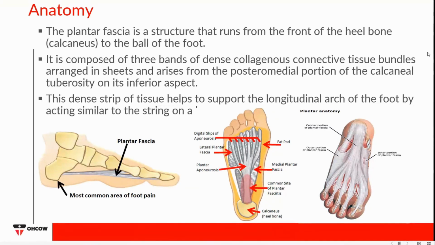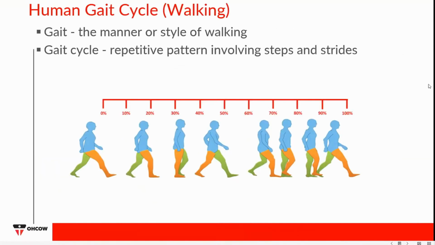The main purpose is to support the longitudinal arch of the foot. Like if you think about a bow and the string, the plantar fascia is a string that supports the arc of the foot. That's a bow. Now, to truly understand the plantar fascia, we need to understand its role and function. Now, when is the foot the most active? During the walking or gait cycle. So gait is the manner or style of walking. The gait cycle is a consistent repetitive pattern involving different steps and different strides.